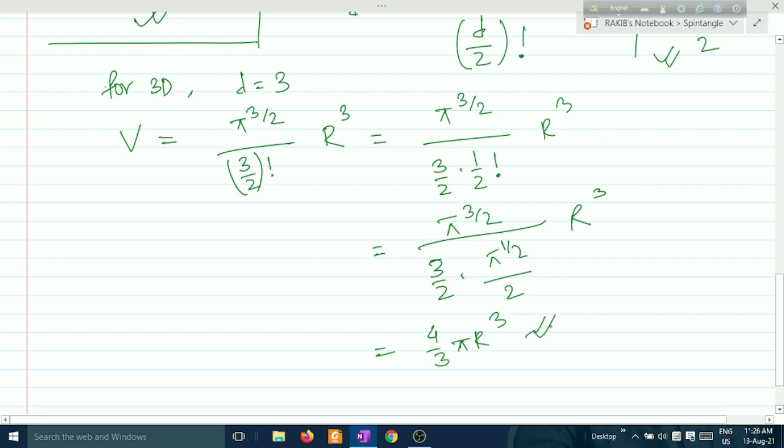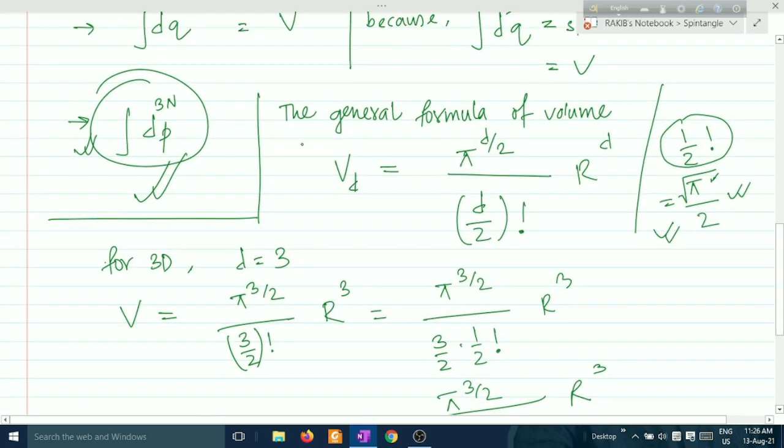This is the conventional volume formula for a sphere. You have to remember this thing. This is an interesting formula. I think this is an interesting formula for determining volume each and every time.